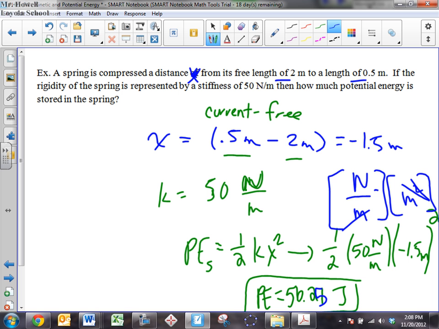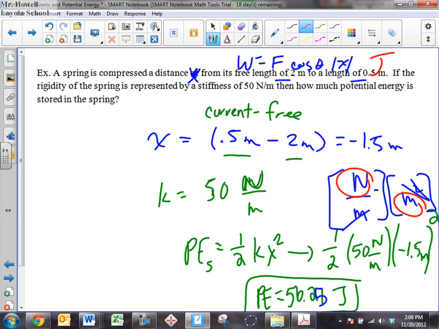Well, think back. Remember work? Work was F cosine theta absolute value of x. Well, this was Newton for F, meter for x. Here we have, again, Newton times a meter. And remember the unit for work was joules, so we have, again, a unit of joules here. Okay, another unit of joules.